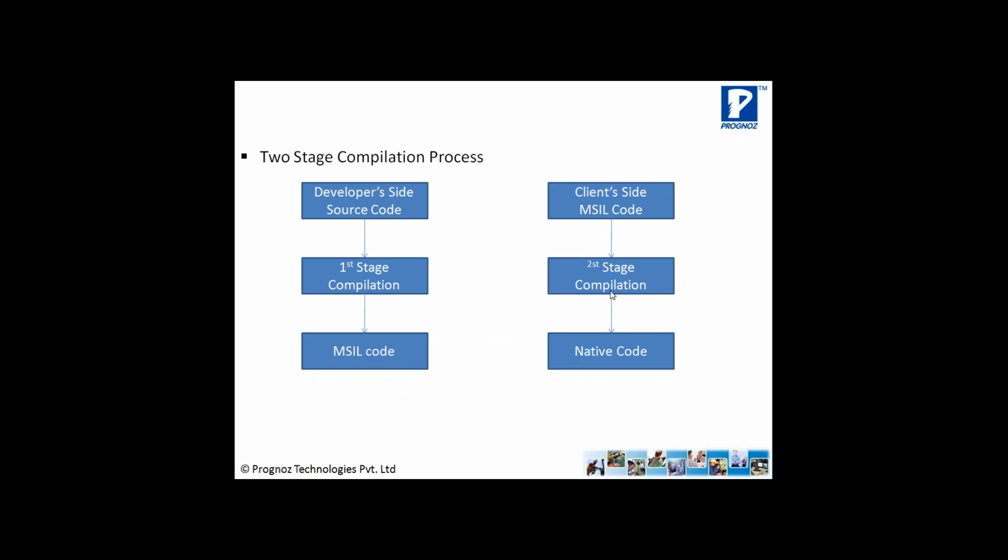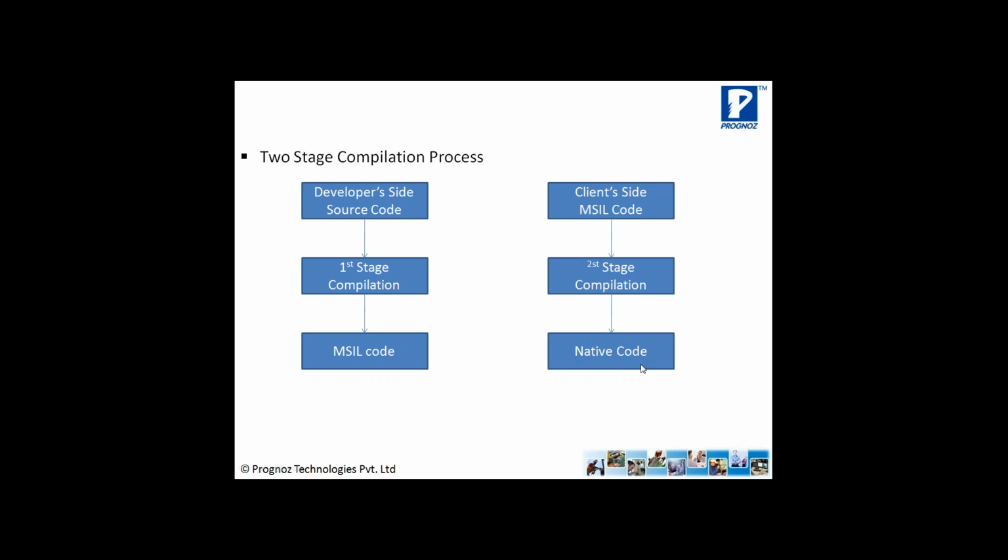When the client double clicks on this exe, silently the second stage compiler will get loaded and it will convert the code into the native code. That is why this second stage compilation is also known as just-in-time compilation, or JITter. This is how platform independence is achieved using .NET.